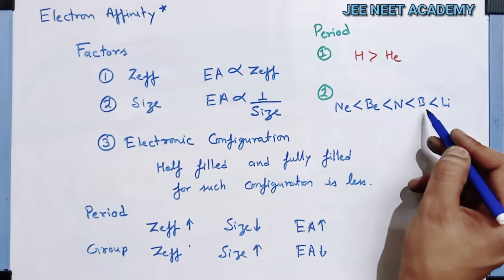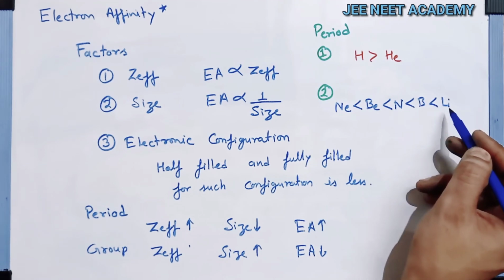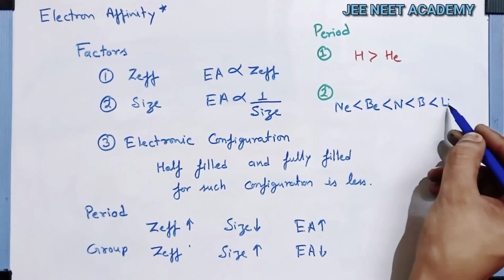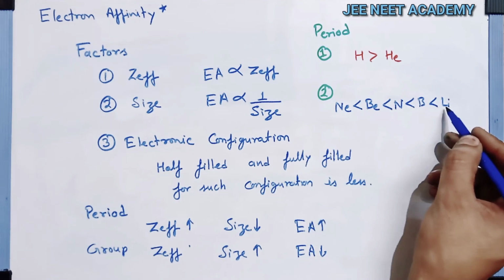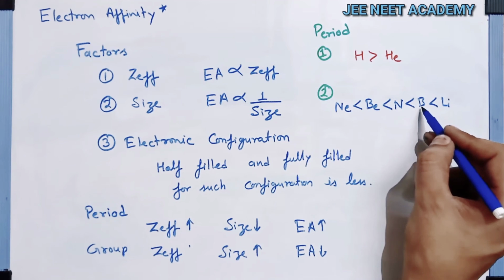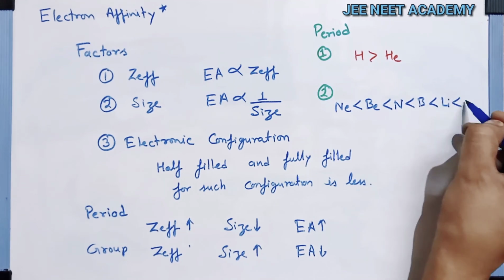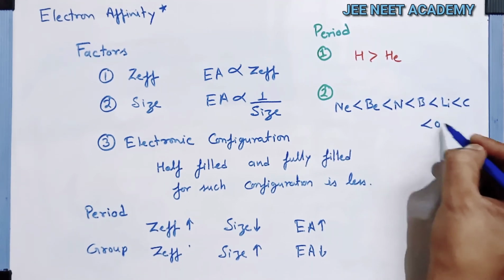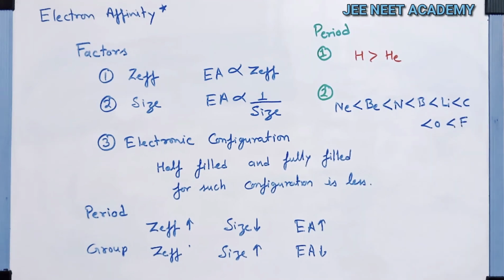Still, boron will have less electron affinity compared to lithium, because after taking one more electron, lithium's s subshell gets fully filled. That's why lithium will show more electron affinity compared to boron. Then carbon, oxygen and fluorine.